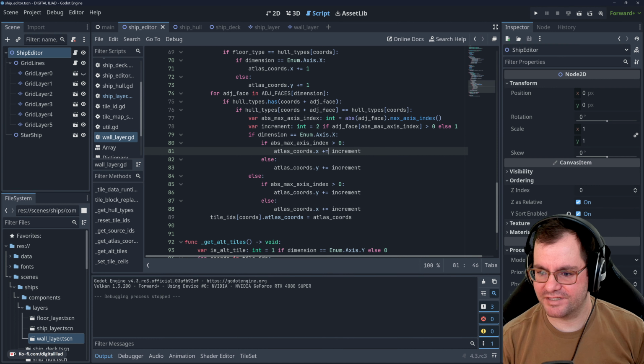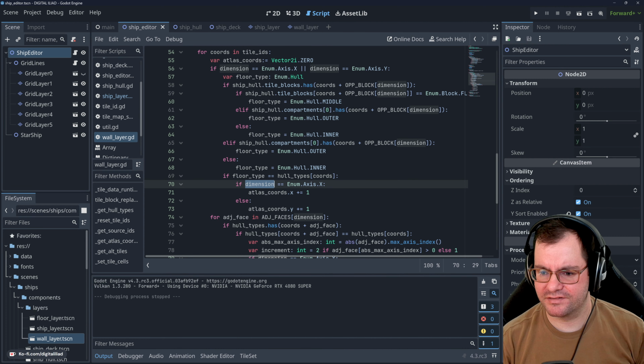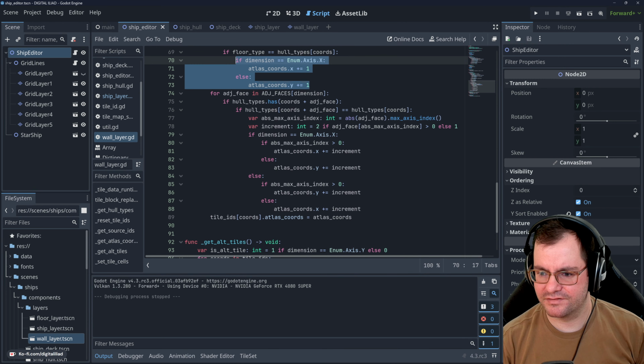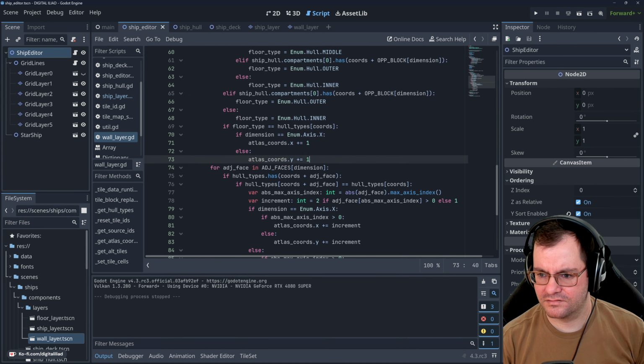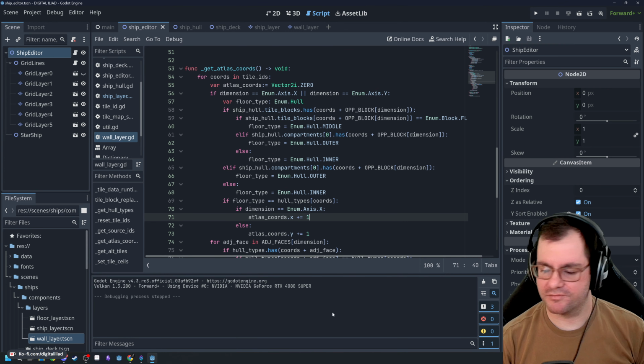I'm pretty sure I understand what's happening there. It's happening to both of them, so that's good in a way. It's this chunk down here, just this if dimension is x-axis.x, atlas coords.x plus equal 1. It's this thing. Something about this is not quite right. That's fine. We'll figure that out tomorrow morning.